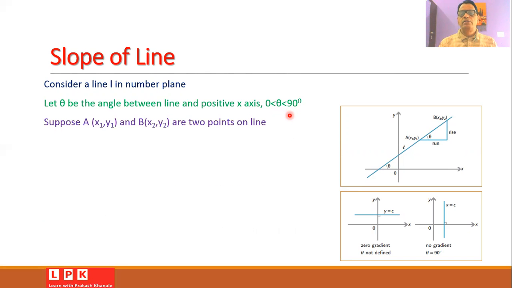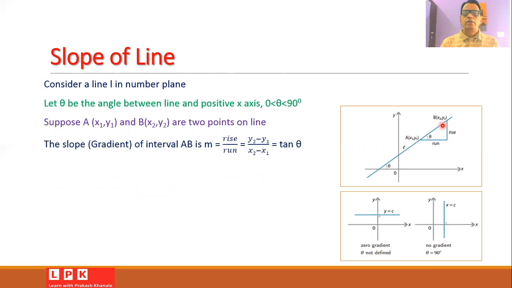And now we will consider 2 points on this line. Suppose A is the first point having the coordinates x1, y1, and B is another point having the coordinates x2, y2 on the line. Then in such a case, we can define the slope of the line, which many times is called the gradient of the line, of line segment AB, which is equal to m.